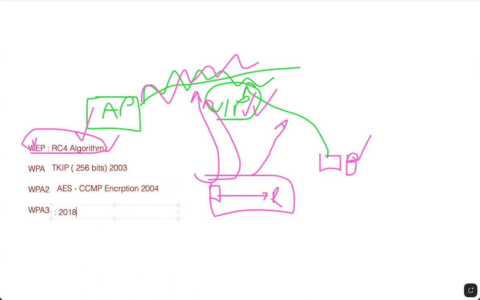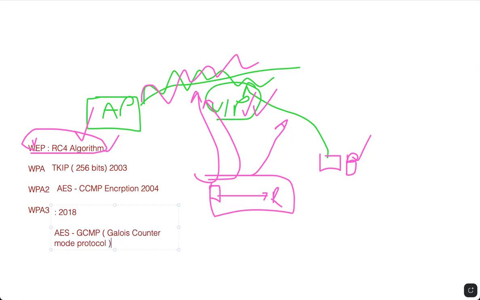Even in 2018, they did not completely break it, but there are chances that if a user works for 5 to 10 years, they might be able to break AES. So in 2018, they came with WPA3, where they still use AES with the GCMP algorithm, which is Galois Counter Mode Protocol. So it is the latest one.